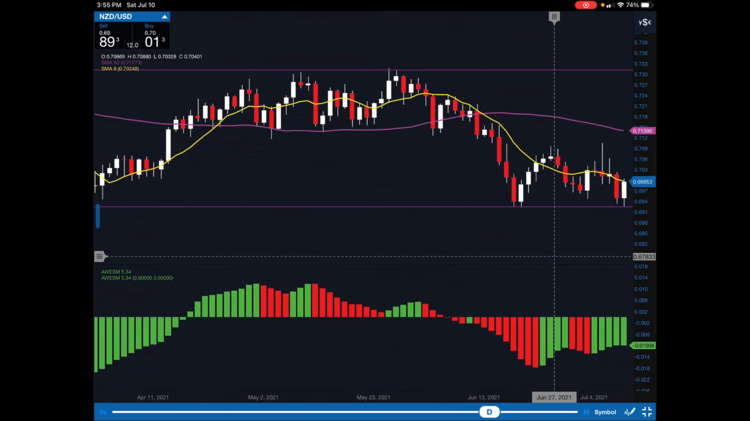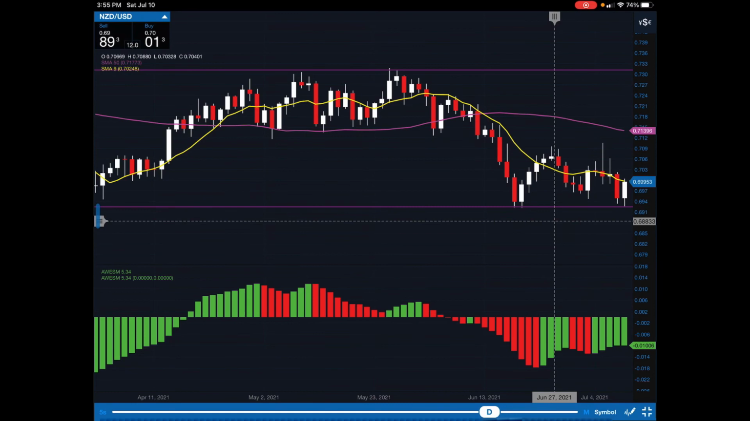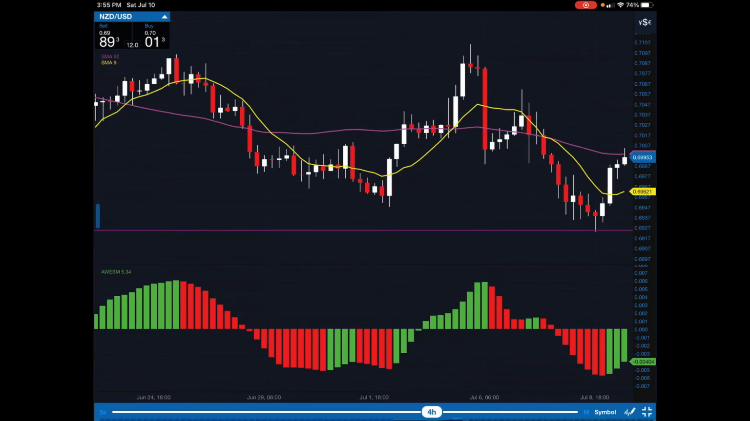Daily looks like it's found support at the bottom of the range a couple of different times. Do we have any setups on the 4 hour to go long? Not right now. It actually looks like we have some setups to go short again. So look for possible short-term shorts on the New Zealand, or wait for a long setup on the 4 hour time frame. That's New Zealand.